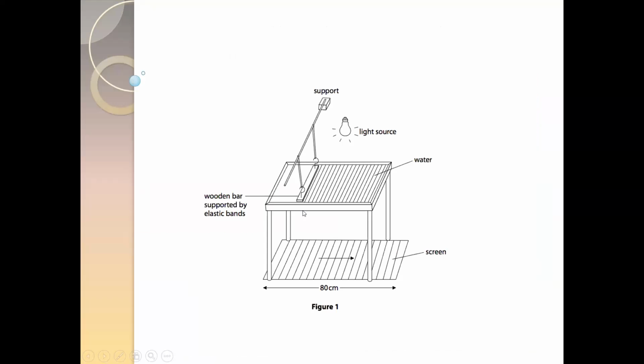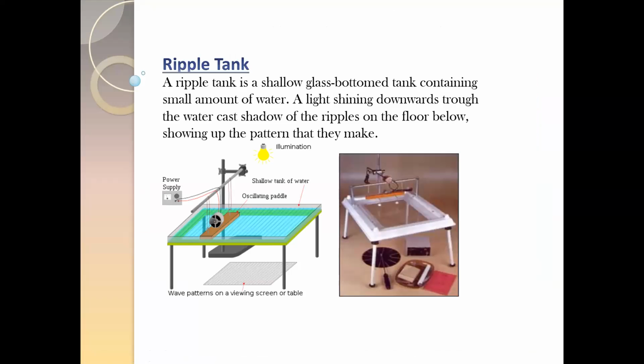So why do we use water specifically to study the wave properties? Number one, because water waves are easy to produce. If I want to produce water waves, I just have to vibrate any object, to and fro or up and down. So it will produce the water waves. So water waves are easy to produce and we can see them.